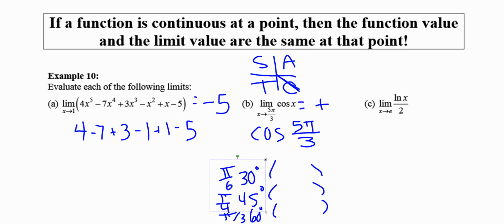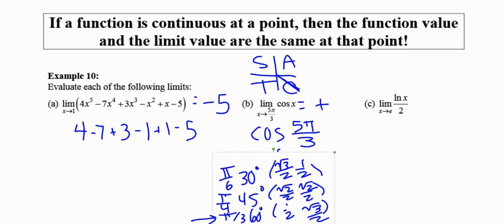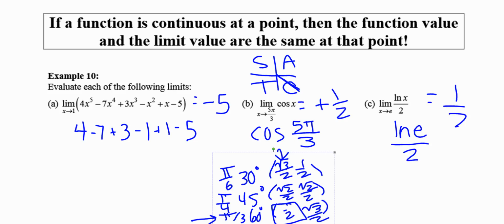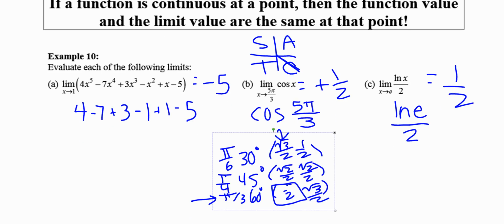So the unit circle, your best friend. The way I taught it, 3, 2, 1, 1, 2, 3. So if we look at the 1/3 reference angle and the cosine, we see it would be 1/2. So there you go. Now this last one, you've also got to remember logs. ln e over 2, that's 1/2. So this was a little bit of review of functions that you should know.